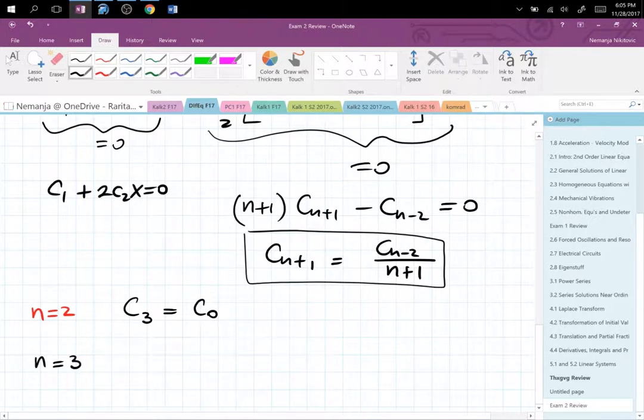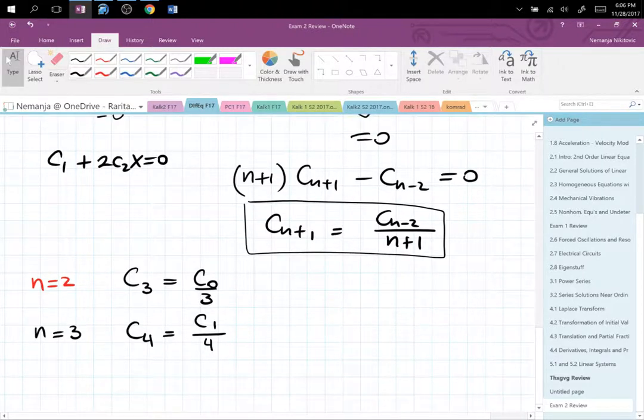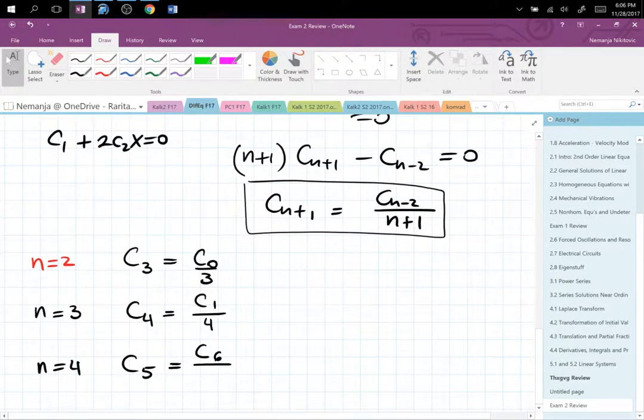N equals 3. So that's a C4. And C4 is equal to what? C1 over 4. Wait, how is C3 equal to C0? Because 2 minus n, when n equals 2, is 0. But 2 plus 1, so over 3. Yeah, please pay attention. N equals 4 is a C5, and that's going to be C2 over 5.